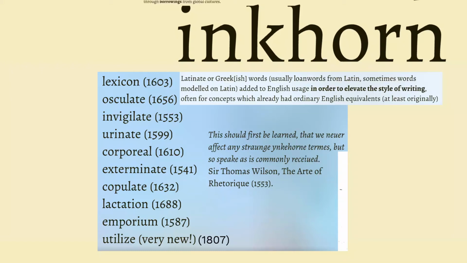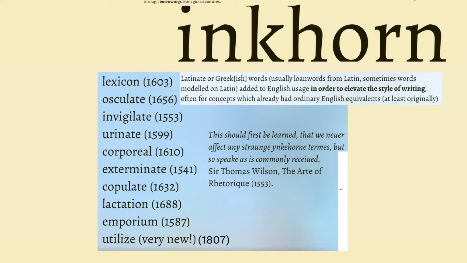Lactation. Notice we can't talk about these physical bodily functions like lactation, copulation, urination, defecation. We all have these polite words, these medical terms to talk about these things, newly entering the lexicon now. We have emporium, where store would have done fine. We have conflagration, which just means fire. And toward the end of the period, we have utilize, which is very new relatively. It's 1807, which just means use.